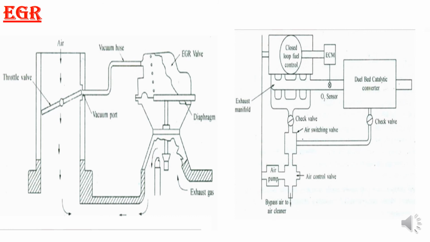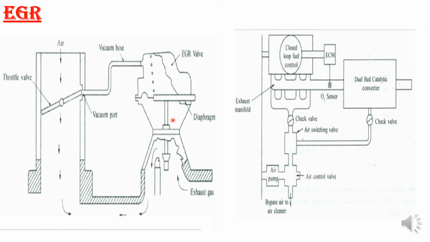Next one is the EGR, one of the controlling technologies, that is the exhaust gas recirculation. I think you already know this EGR system, how it will work. This is provided to reduce the NOx emission, especially in diesel engines. You can see this EGR valve. So the EGR valve will be there, whatever exhaust is there is recirculated again inside your combustion chamber.